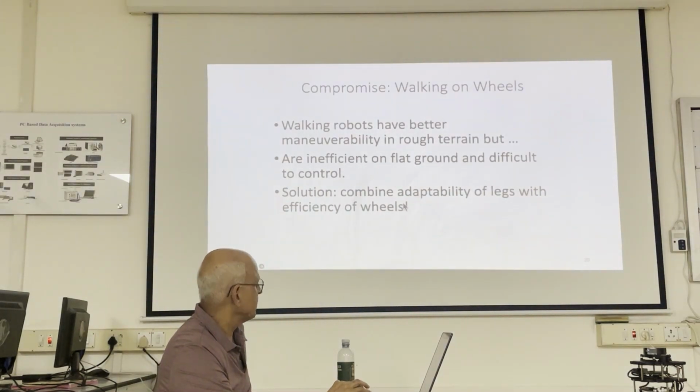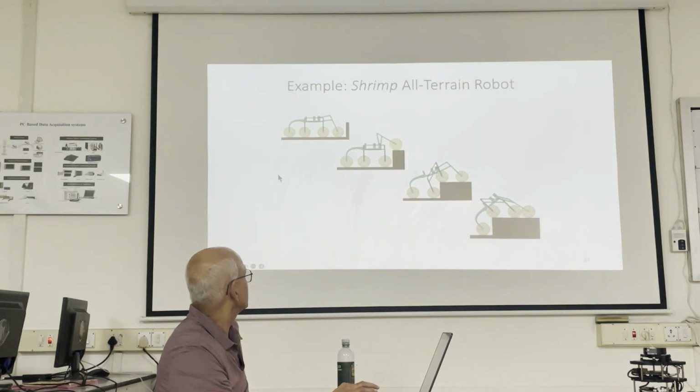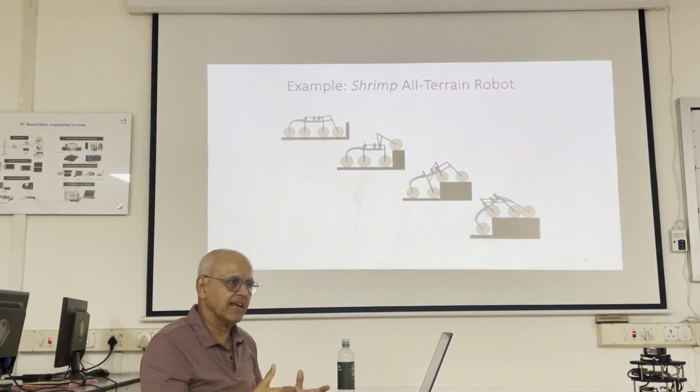So is there an adaptable solution? It turns out in the university research community there is. Somebody did come up with this. It's called a shrimp, I believe. So look, it's climbing, it's also rolling, but it's also climbing. So the wheels become like legs, right?